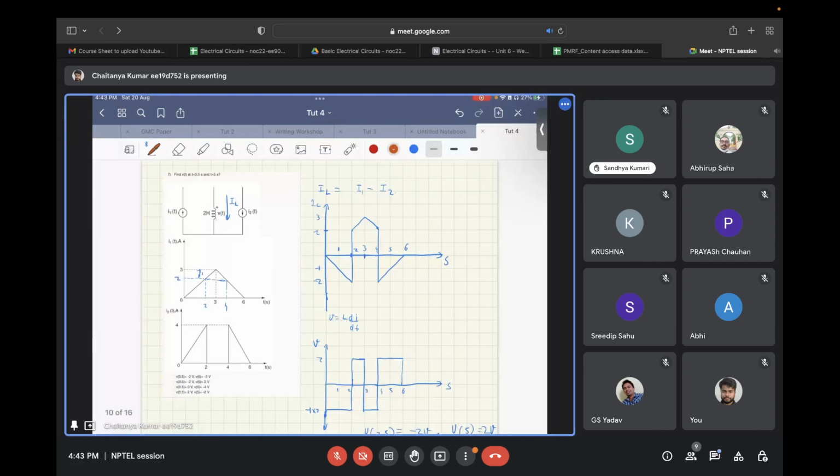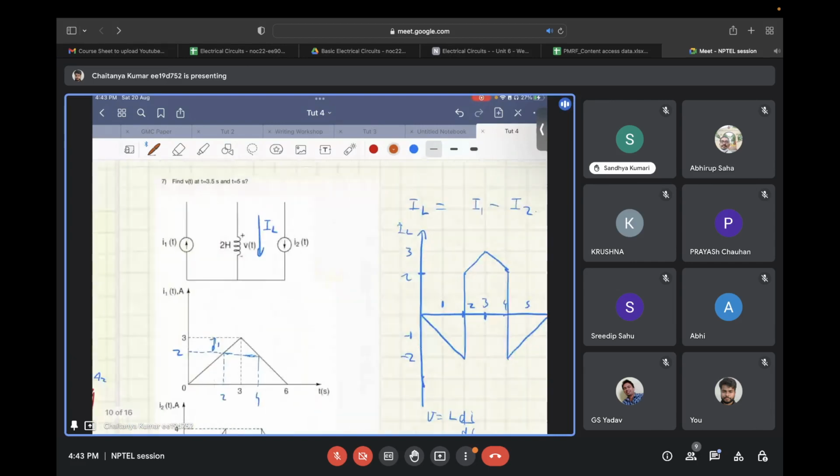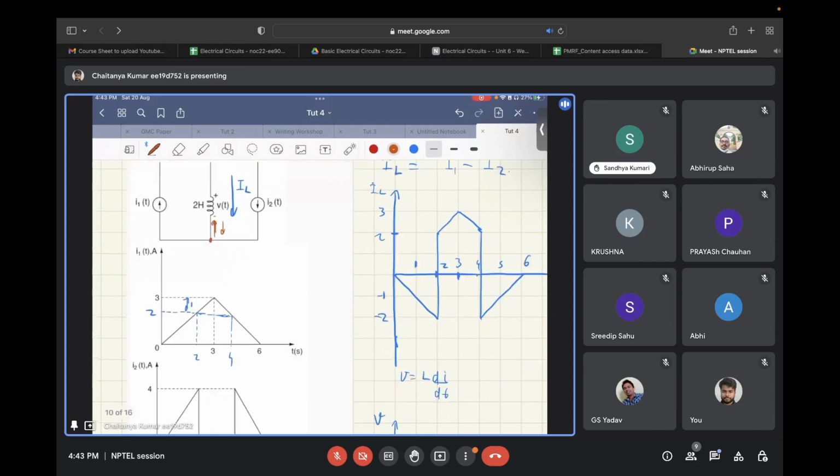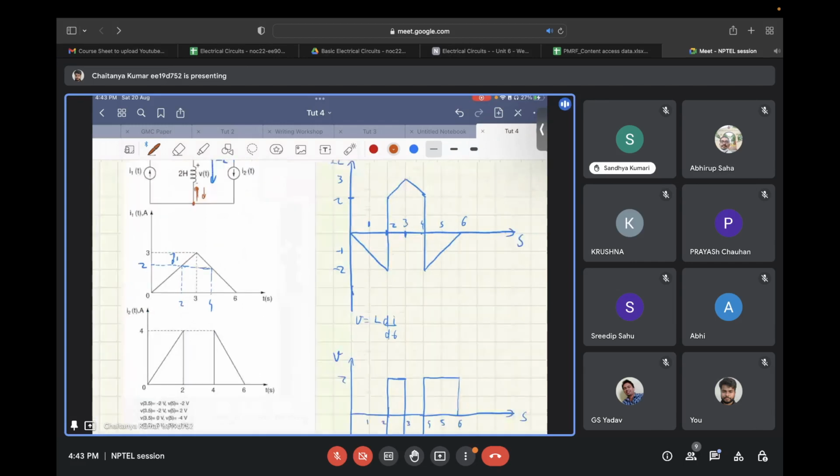Okay, so now in this question, there is an inductor in which two currents are present: one current source is pushing in the current, and the other is pulling out the current. The waveforms of both the currents are given, and you need to find the voltage that is developed across the inductor at 3.5 seconds and 5 seconds. So please try it out once.